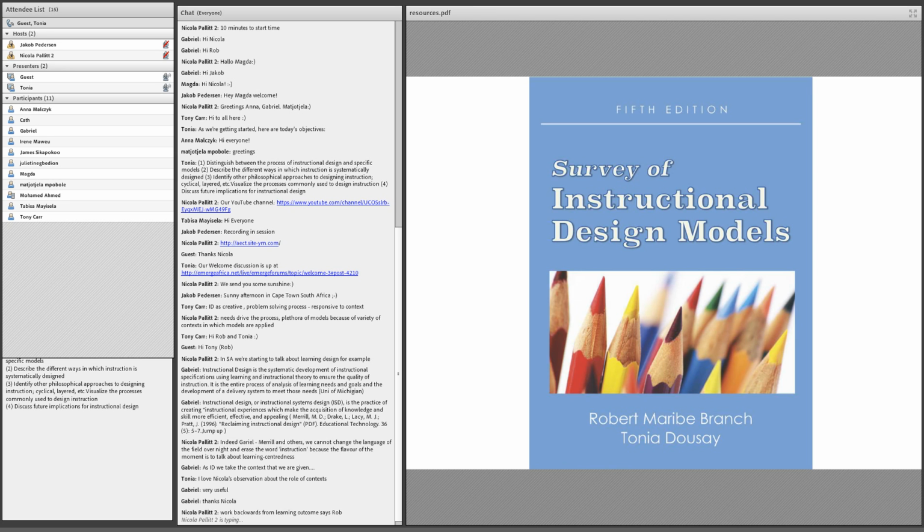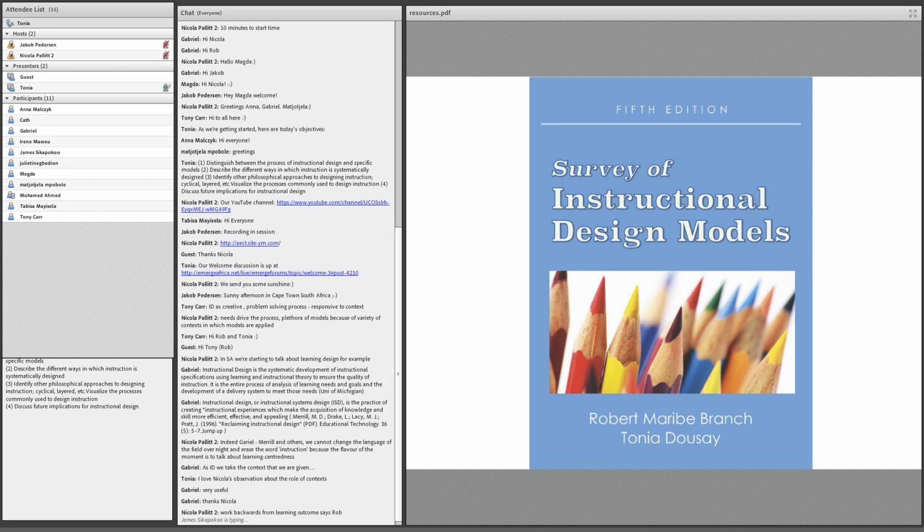Tanya, feel free to add anything you want as I read some of the comments that are in the chat pane. I actually want to come back to Nicola's comment and definition of sorts, where it really does highlight we have so many models of instructional design and perhaps definitions and approaches because of the variety of contexts.